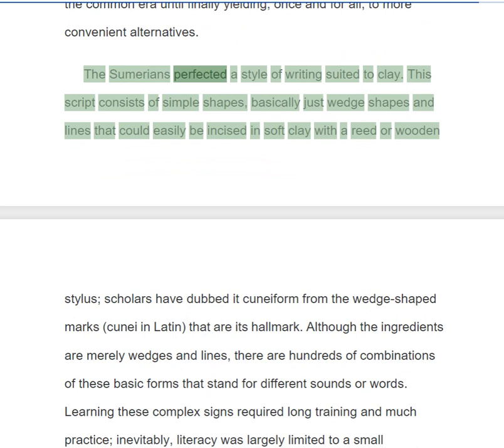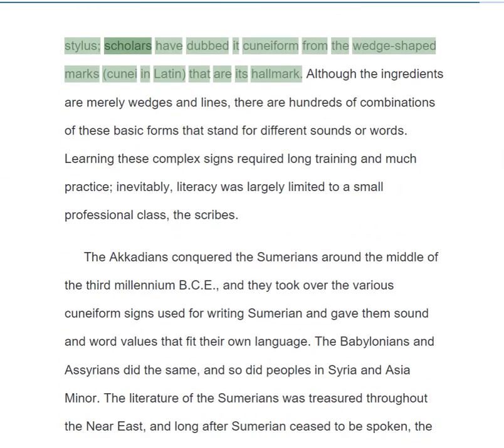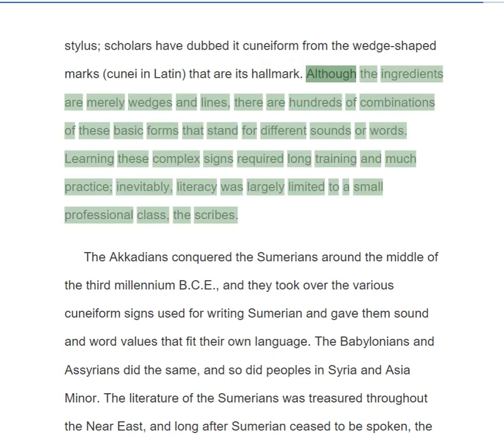The Sumerians perfected a style of writing suited to clay. This script consists of simple shapes, basically just wedge shapes and lines that could easily be incised in soft clay with a reed or wooden stylus. Scholars have dubbed it cuneiform from the wedge-shaped marks that are its hallmark. Although the ingredients are merely wedges and lines, there are hundreds of combinations of these basic forms that stand for different sounds or words. Learning these complex signs required long training and much practice. Inevitably, literacy was largely limited to a small professional class, the scribes.